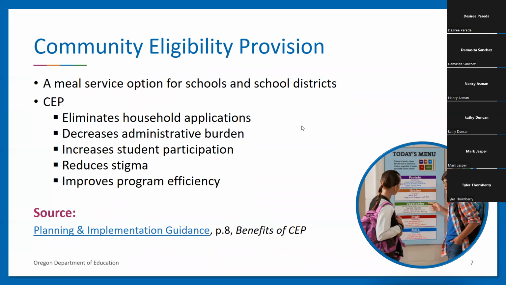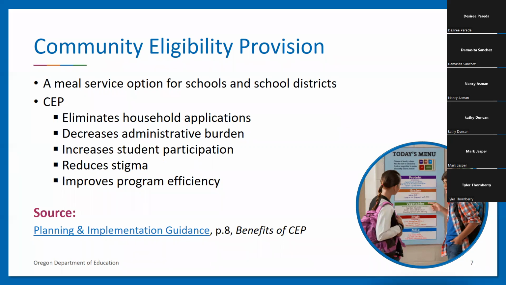The CEP, or Community Eligibility Provision, is a meal service option that allows schools and school districts to serve breakfast and lunch at no cost to all enrolled students without the burden of certifying students for meal benefits. Schools that adopt the CEP are reimbursed using a formula based on the percentage of students who are normally certified for free school meals without an application.